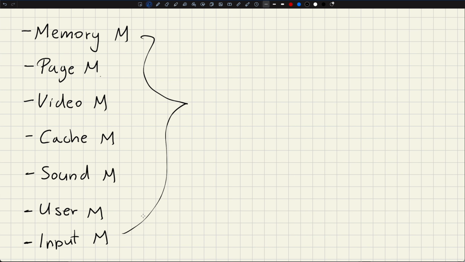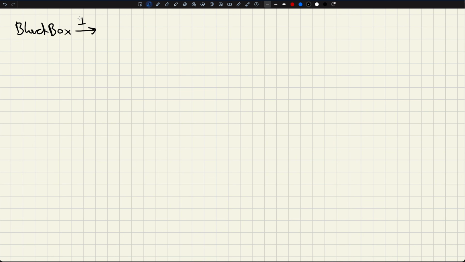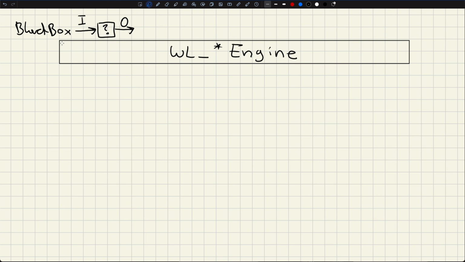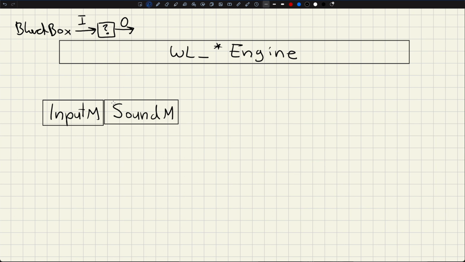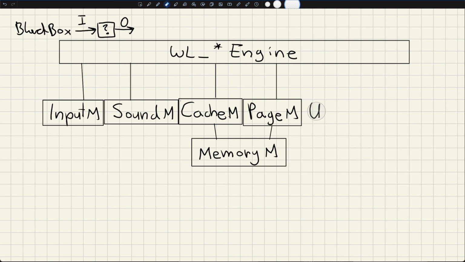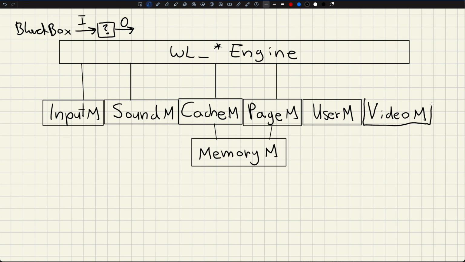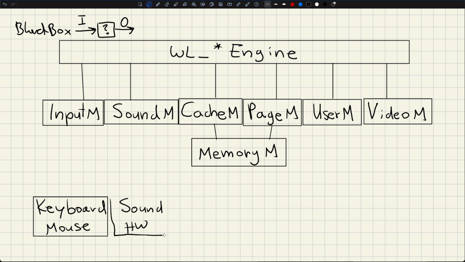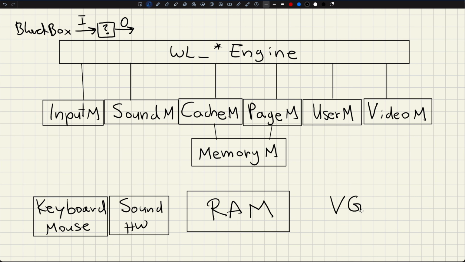Now, if you put all these components in my black box and add the hardware peripherals, we get something like this. Okay, so at the top we have the WL engine. Then we have the id layer, the managers. Now, keep in mind that the cache and page manager communicate with the memory manager, and the memory manager then communicates with the RAM. Then comes the hardware layer. So we have the keyboard or mouse, the sound hardware, the RAM, and the VGA. The input manager communicates with the keyboard and mouse, the sound manager with the sound hardware, the memory manager with the RAM, and the video manager with the VGA.